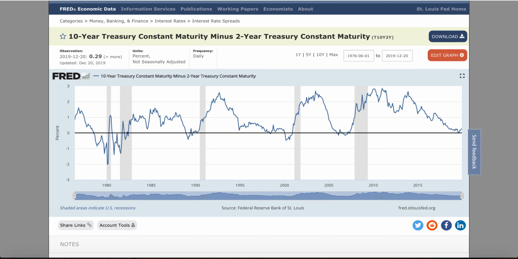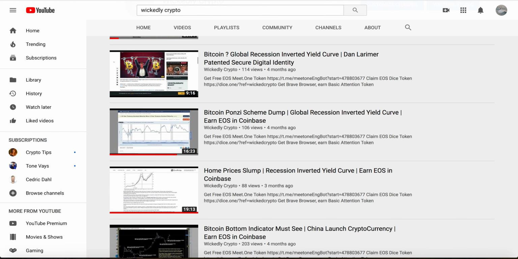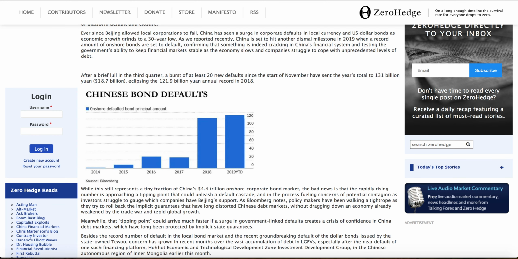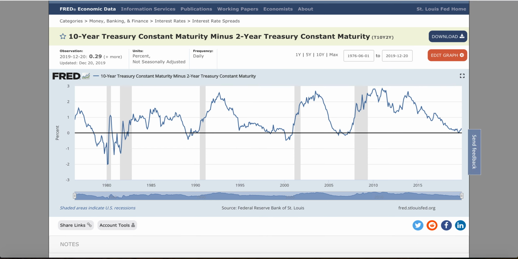What do you think about the inverted yield curve? Do you think this is a very accurate indicator of the next financial collapse? And it can also tell you the next all-time high of the stock market as well, right? It gives you two indicators. So if you watched my previous video, you should not have missed this stock market all-time high. And what do you think about the Chinese bond default? Let me know what you think about the overall economy. What do you think? I would love to hear from you.